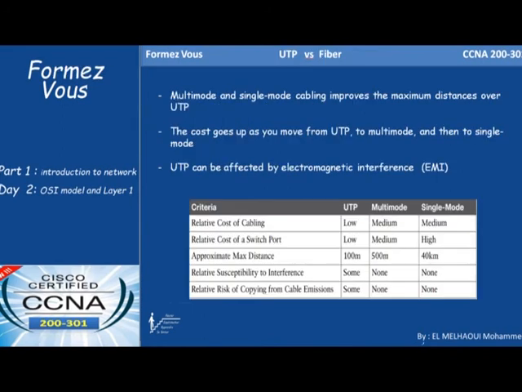Remember that the distance might be the first criterion to consider when thinking about whether to use UTP or fiber cabling. Both multi-mode and single-mode cabling improve the maximum distances over UTP. But, a few other trade-offs exist as well. For instance, the cost goes up as you move from UTP to multi-mode, and then to single-mode. UTP has some negatives, however. First, UTP can be affected by electromagnetic interference. This table summarizes these trade-offs.